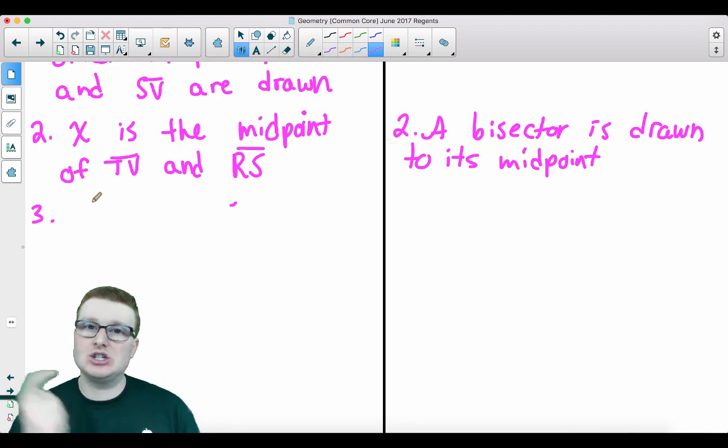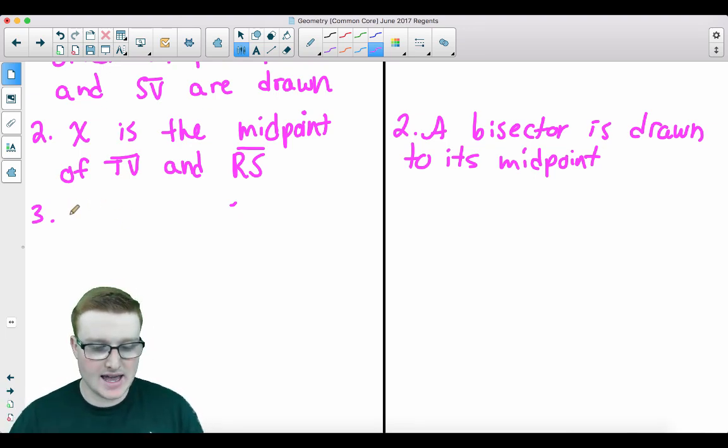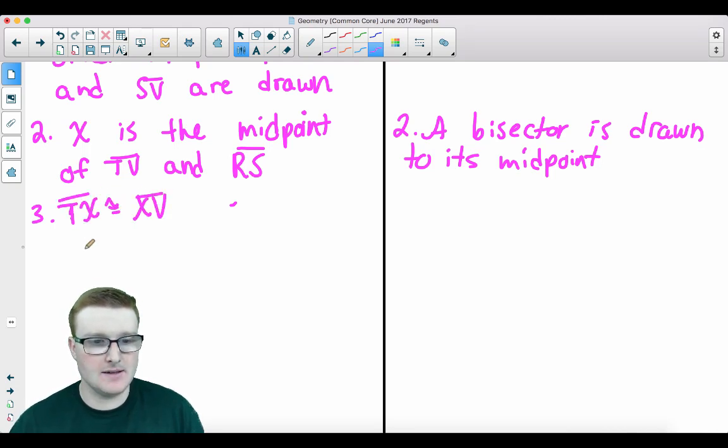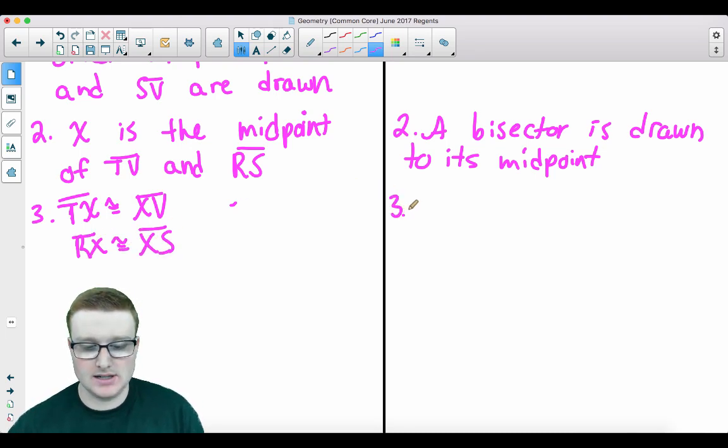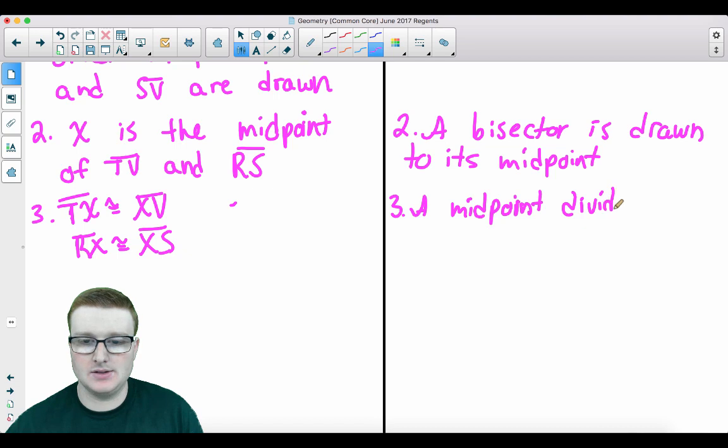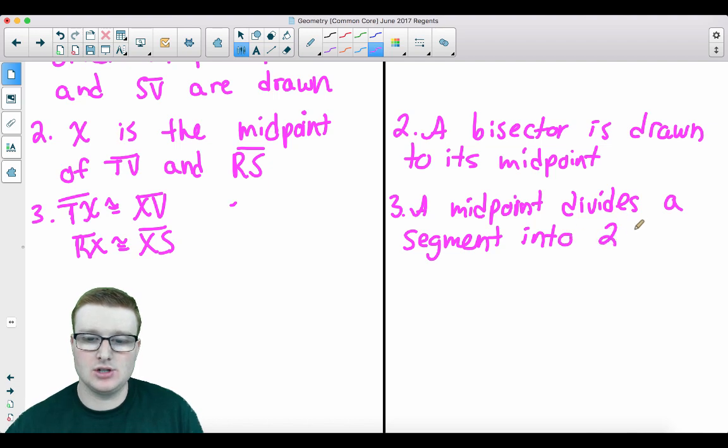So now, since I just proved that that's a midpoint, I can now say that TX is congruent to XV, and I could say that RX is congruent to XS. And your reason is a midpoint divides a segment into 2 congruent parts. Okay?